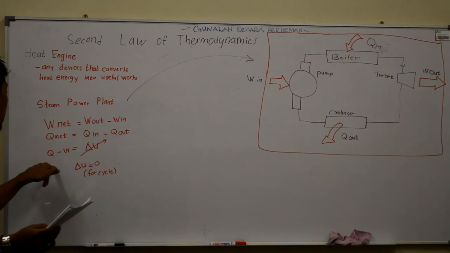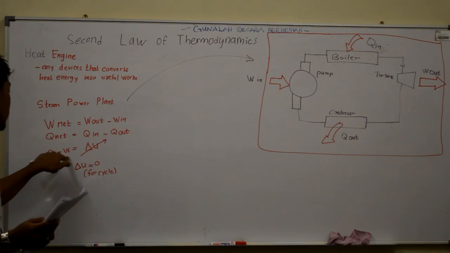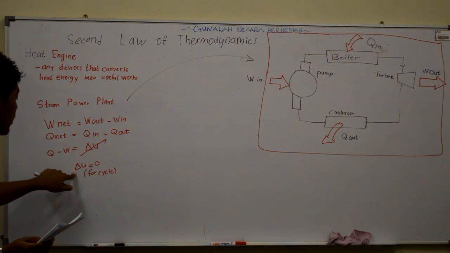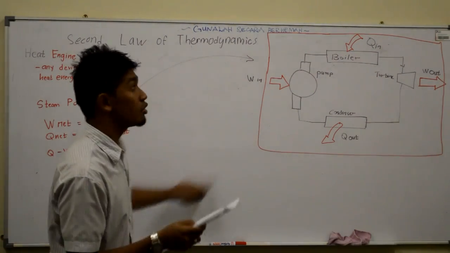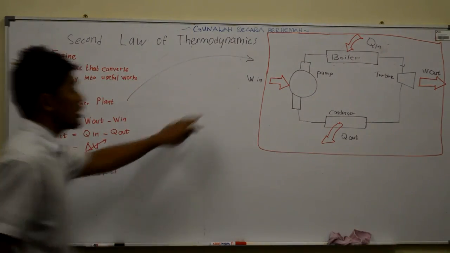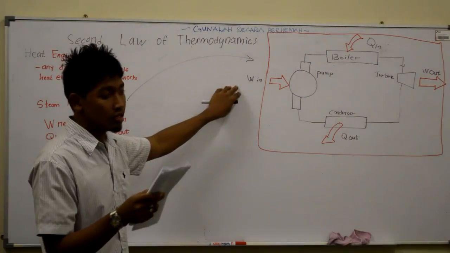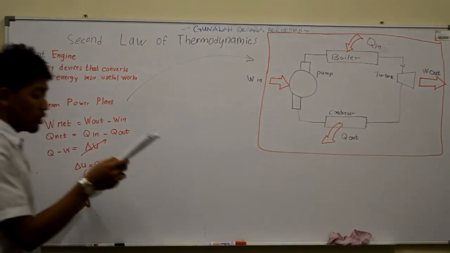And then this is how we find the total net Q minus work, and then the total delta U is equal to 0, because this process occurs in a cycle. So when this process happens in a cycle, delta U is equal to 0.